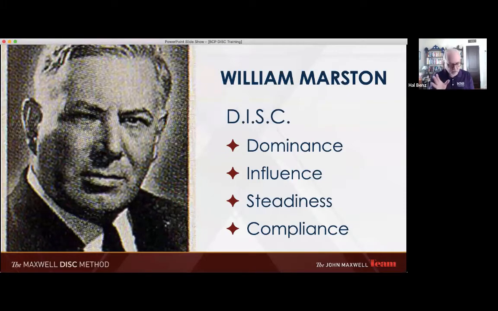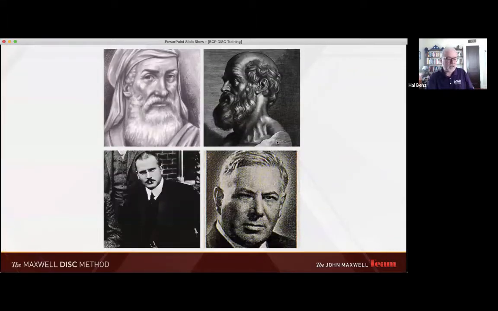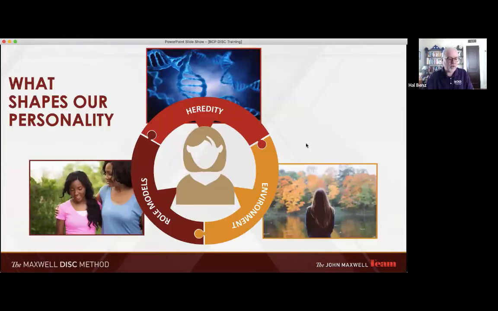He wrote this book called The Emotions of Normal People. And I just want you to hear that because these are not pathologies. These are behaviors of normal people. And he categorized them as the DISCs that we're familiar with today: dominance, influence, steadiness, compliance. So throughout history, we've been trying to think about this. It was really Marston that helped us get to a place where we could understand it, operationalize it, and use it in an easy way.